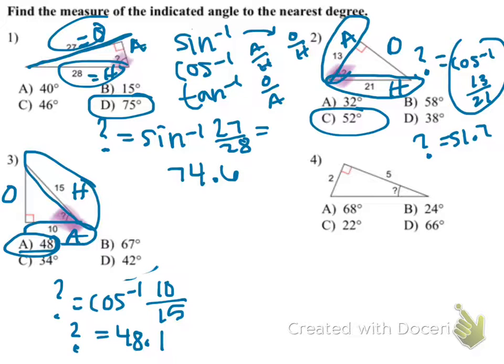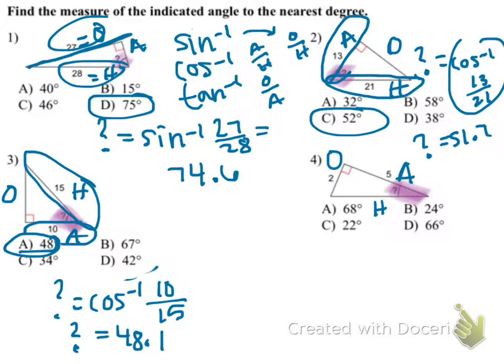Now let's look at the last one. Okay, here's the angle I'm looking at. I want to reference all my sides to this angle. So across from this guy, my opposite side is 2. This is opposite. And then my hypotenuse is across from my 90 degrees. So this is my hypotenuse here. That means this is my adjacent side.